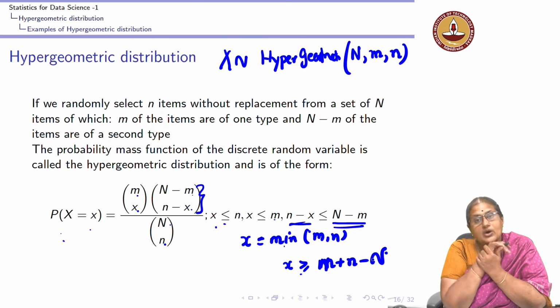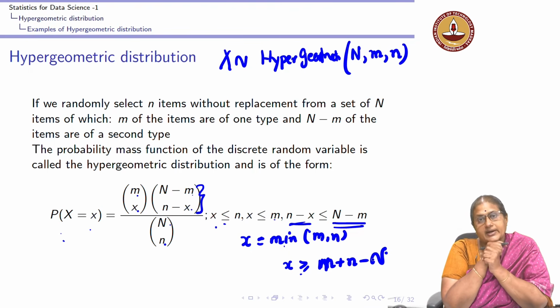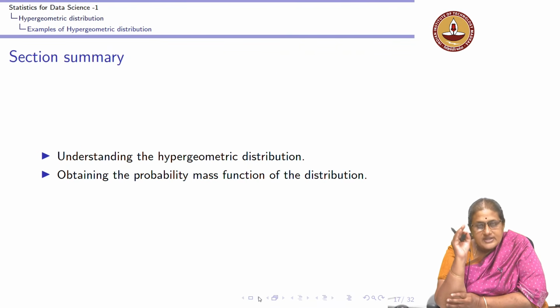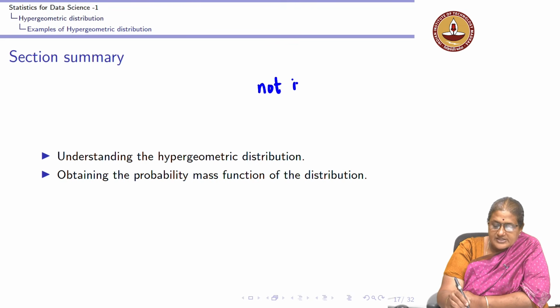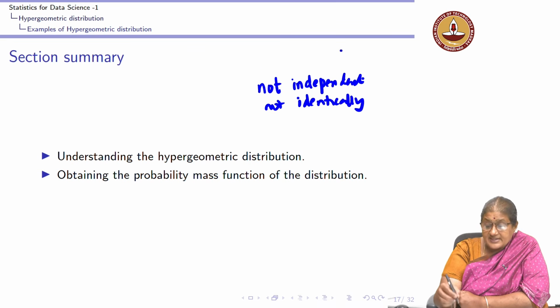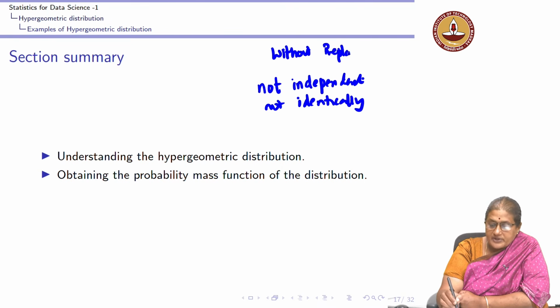So, this is what I refer to as the probability mass function of the hypergeometric random variable. What is the hypergeometric distribution? The two key aspects that are different from a binomial distribution are that here my trials are not independent and not identically distributed. This arises because I am doing sampling without replacement.